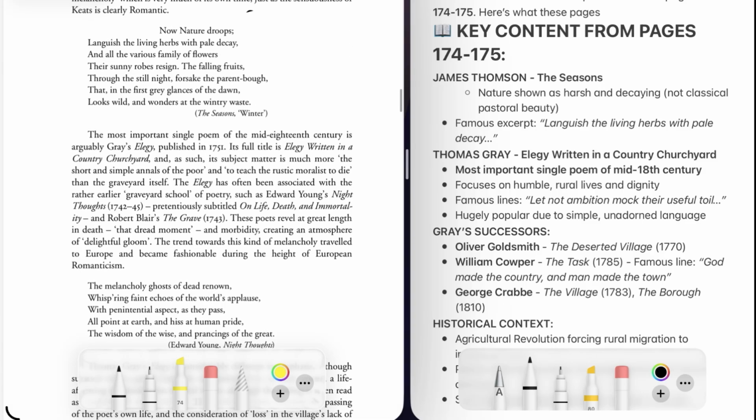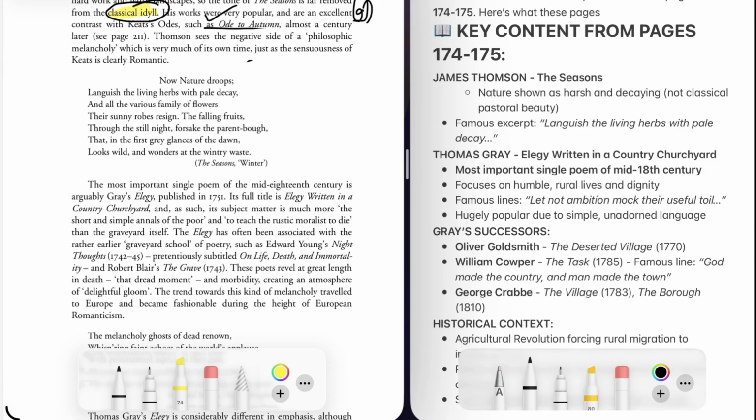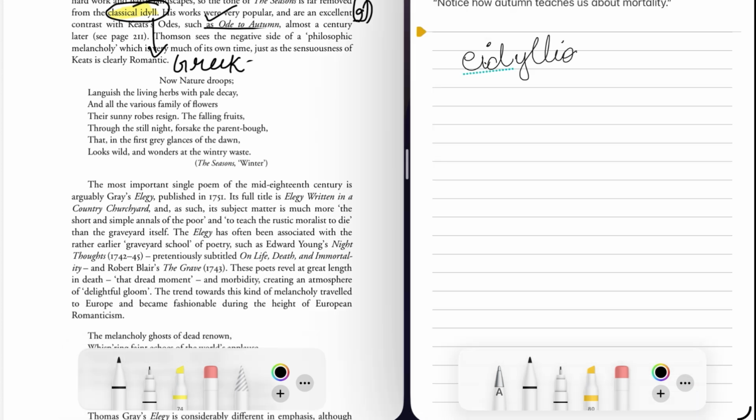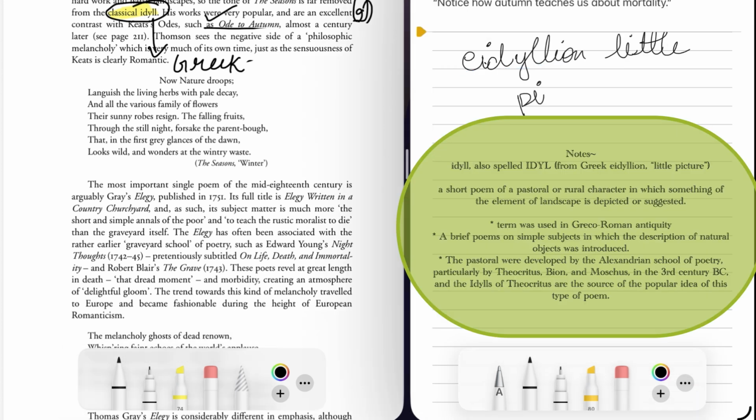Add one key note that you have to remember: the idyll. So, what is the meaning of idyll? We are covering both literary devices and figures of speech. This term is actually taken from Greek itself. It means little picture. Writer James Thomson used this classical idyll method in his poem.